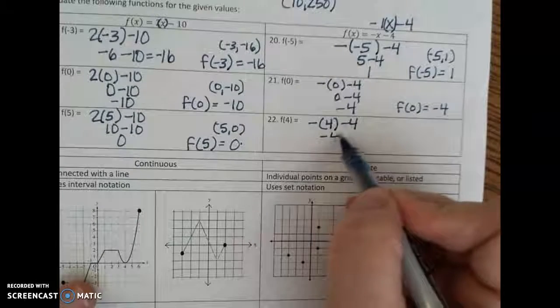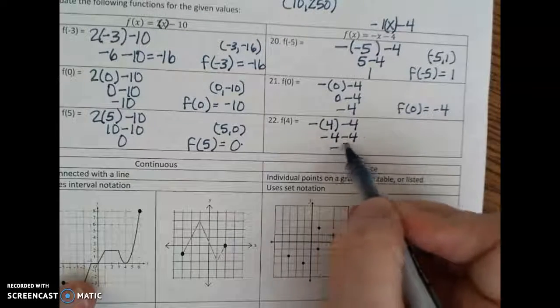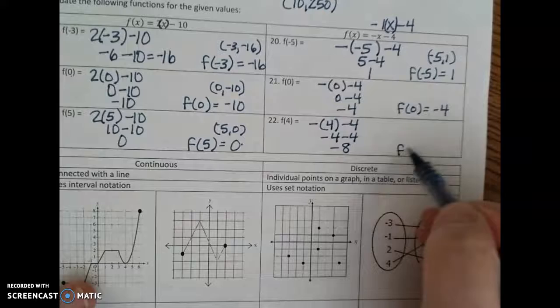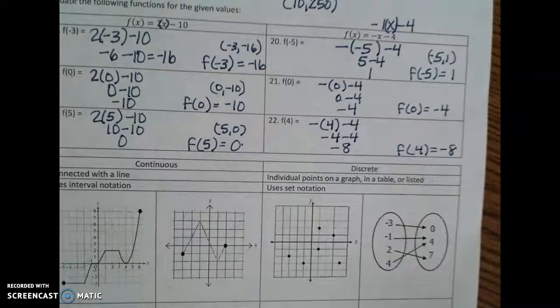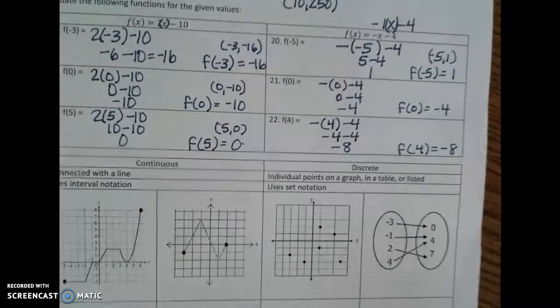I get -4 minus 4, which is -8. So f of 4 equals -8. Alright, so that's our function notation. You can stop this and re-listen to it if you need to.